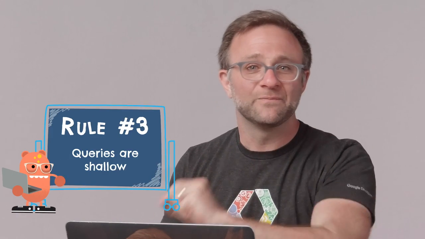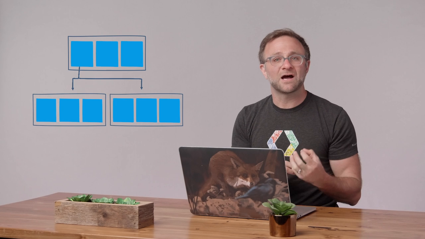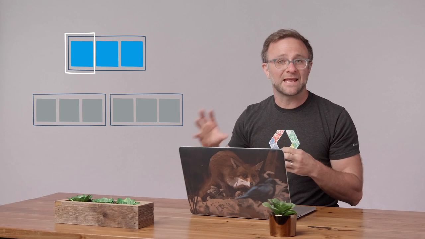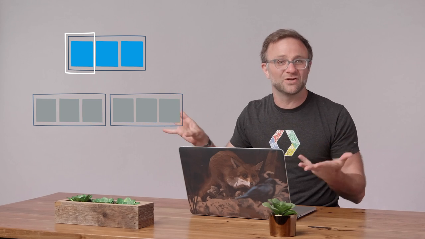Okay, so now you're thinking, well, gosh, clearly the answer is to break my data up into as many tiny documents, as many tiny subcollections as possible. Well, hang on there, because we have rule number 3, queries are shallow. So you probably already know this, but when you grab a document, you don't grab any of the data in any of these subcollections. And this is generally a good thing, right?